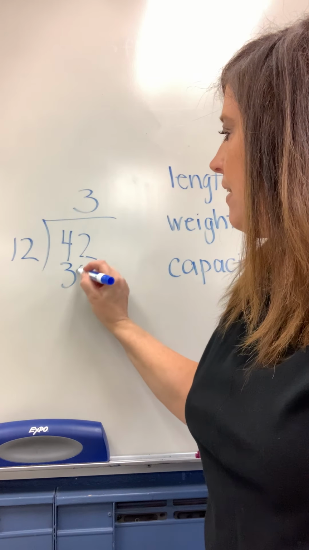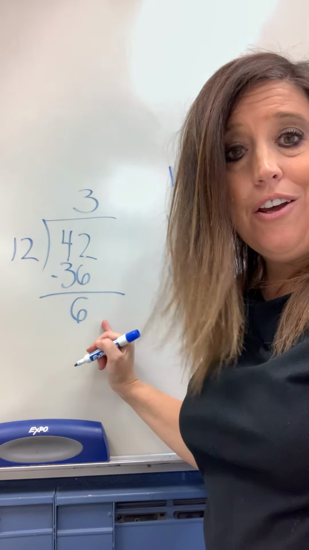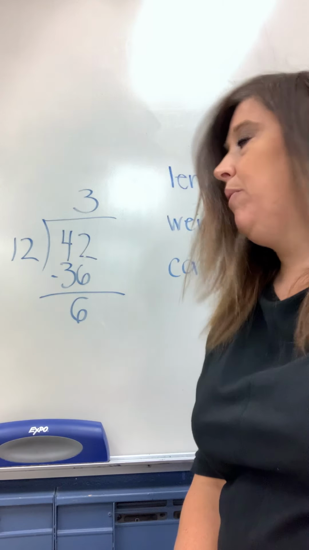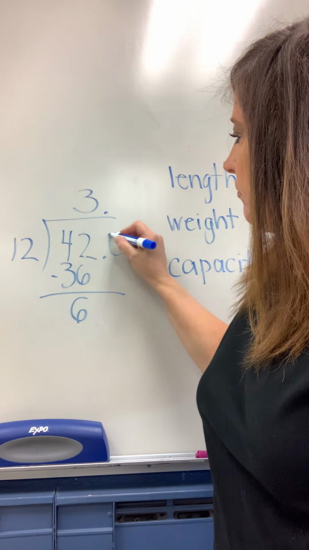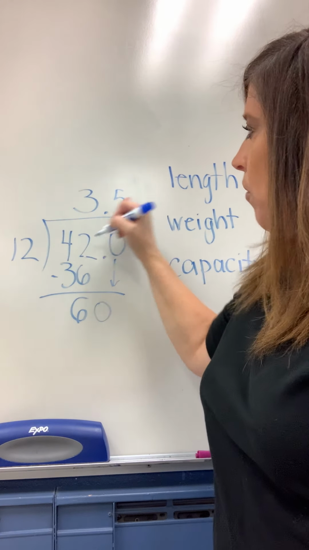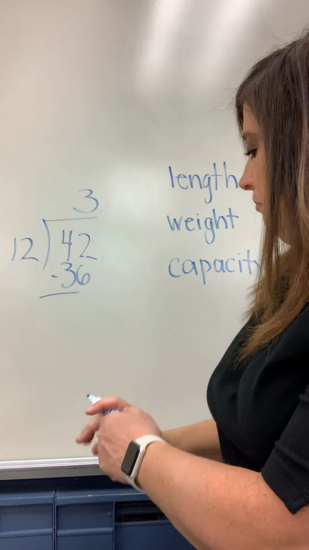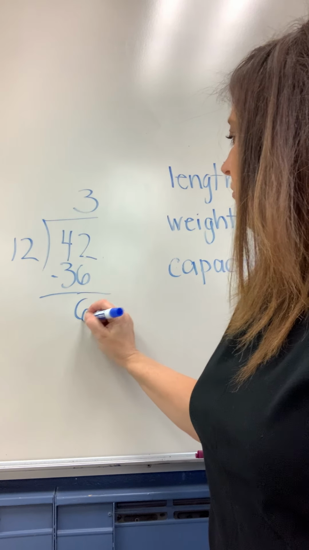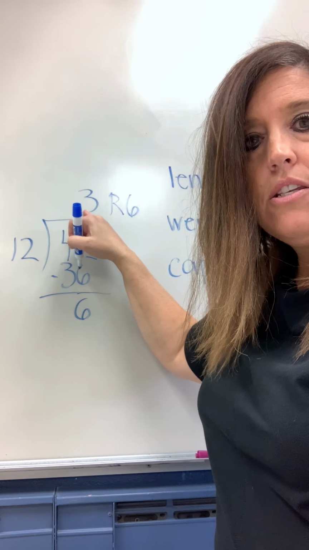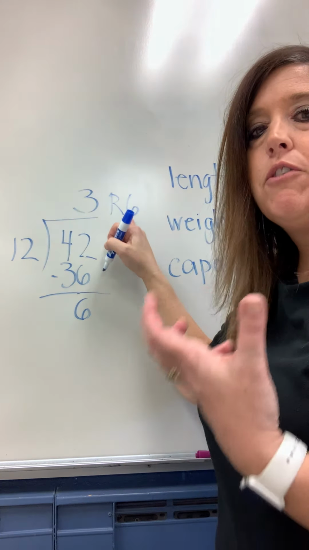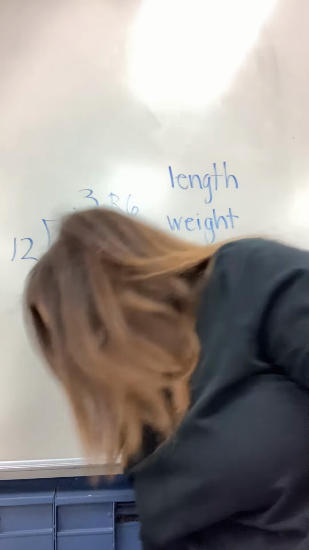3 times 12 is 36. When I subtract this, I get 6. I compare and I'm good. Nothing else to bring down. So we've learned a couple of things that we can do here at this point. We've learned how to continue to divide by making our decimal here, 3.5. We've also learned that we can do things as a remainder. This would mean that there are 3 whole feet, but we have extra left over. Well, what is it that we're dividing? We're dividing inches, so we would have 6 inches left over. That's what that's telling you.